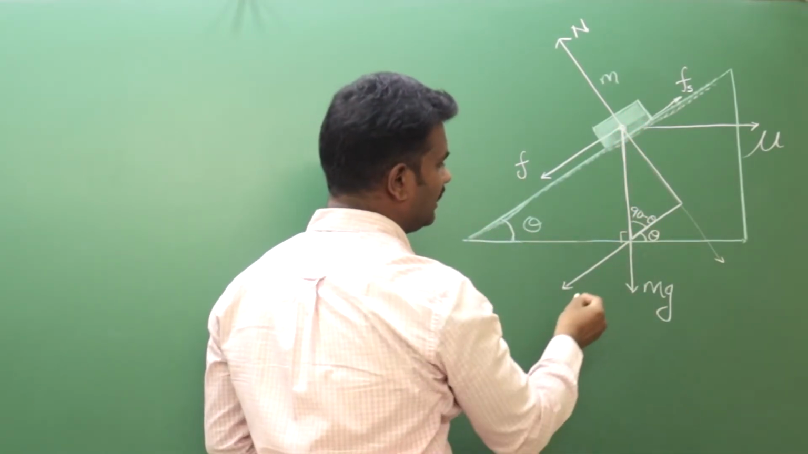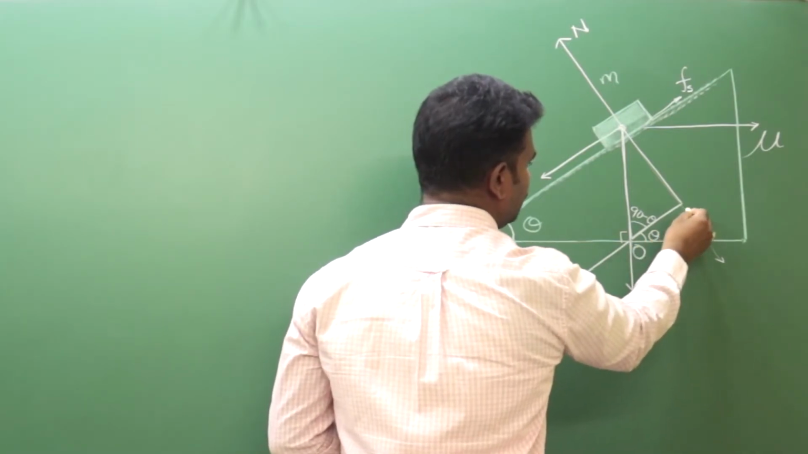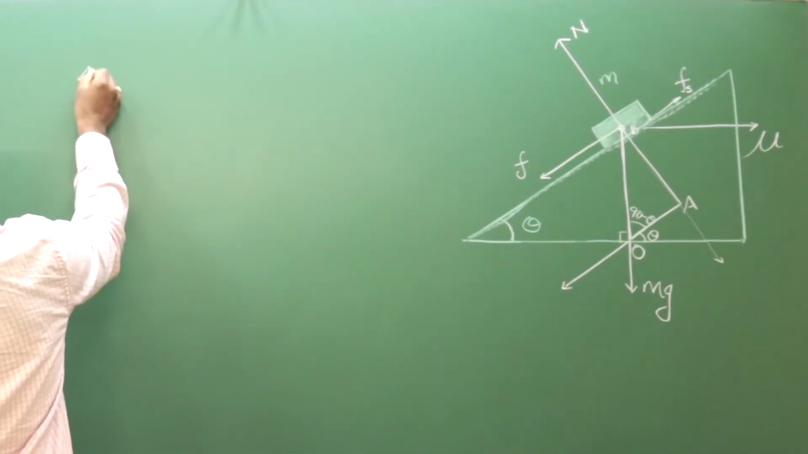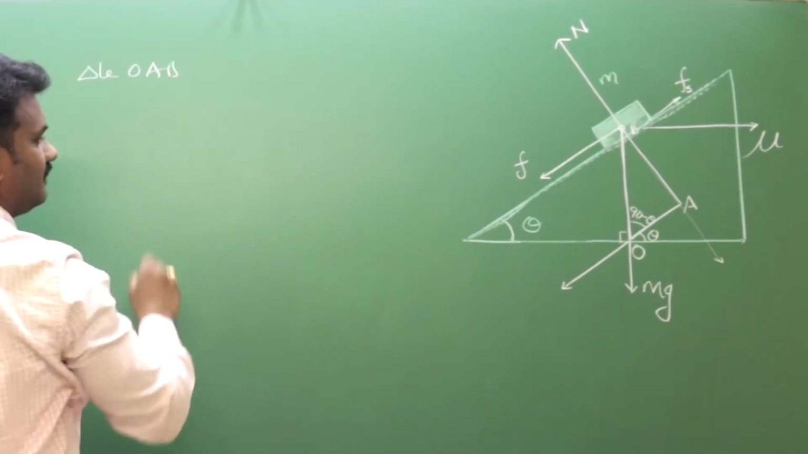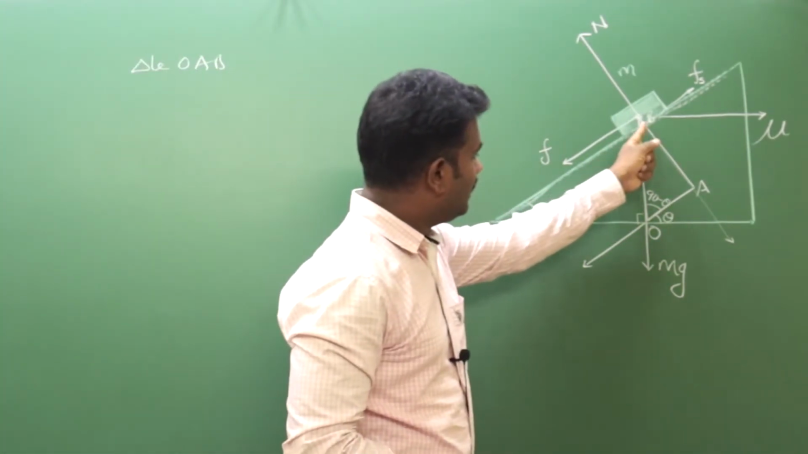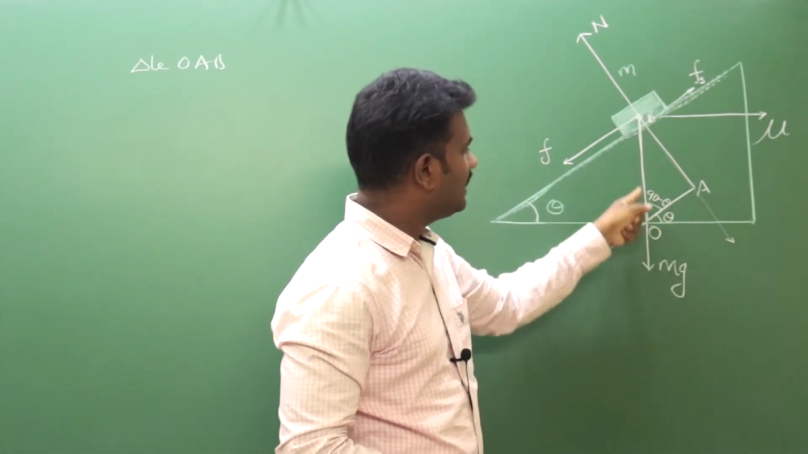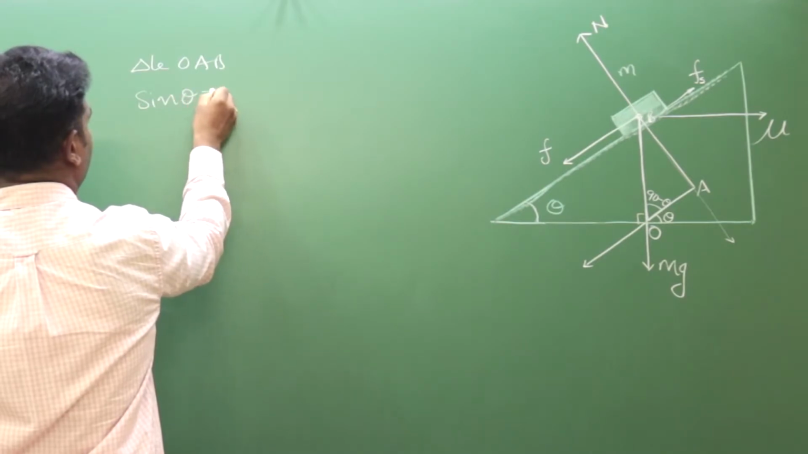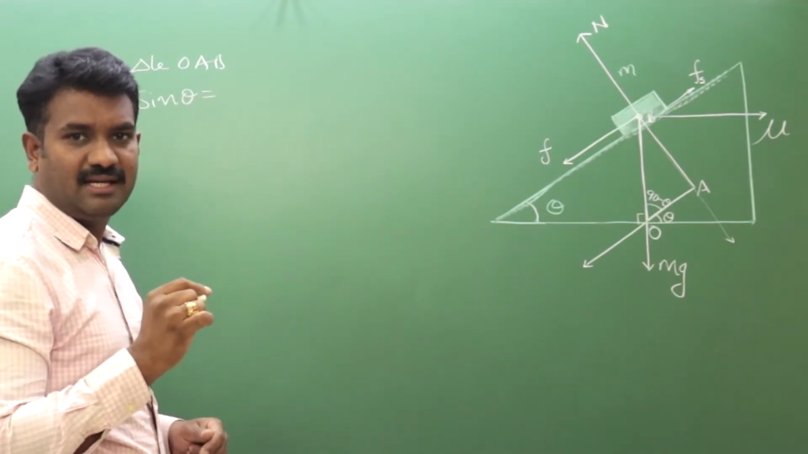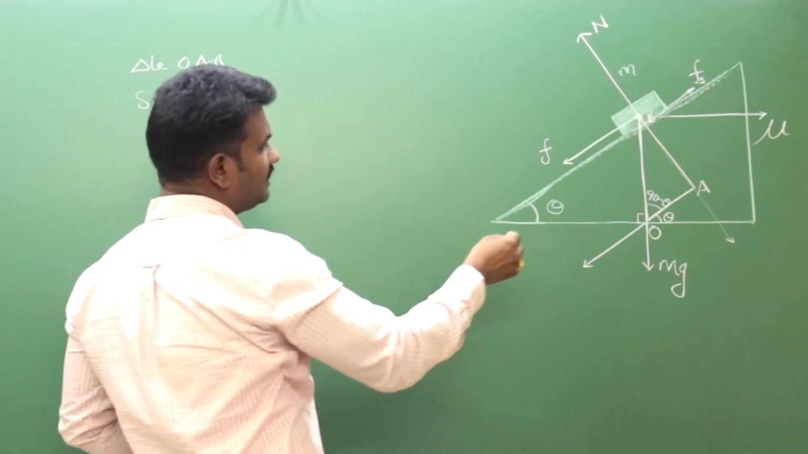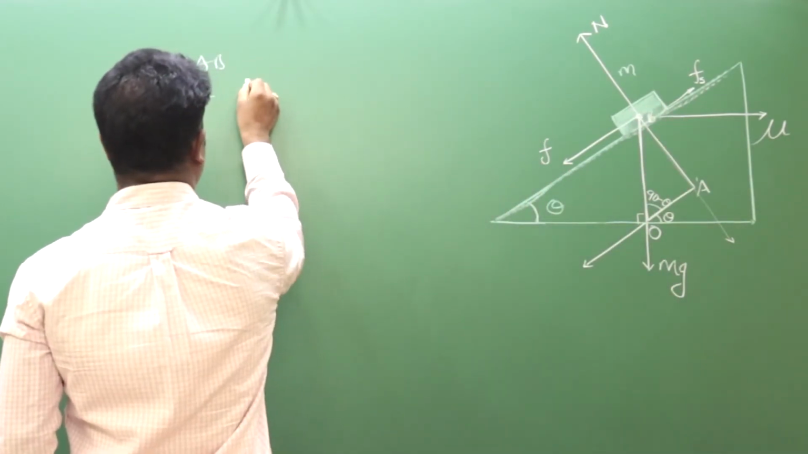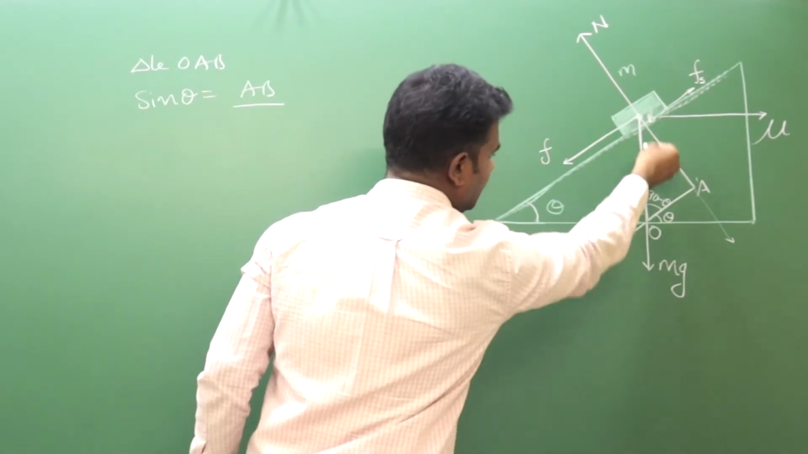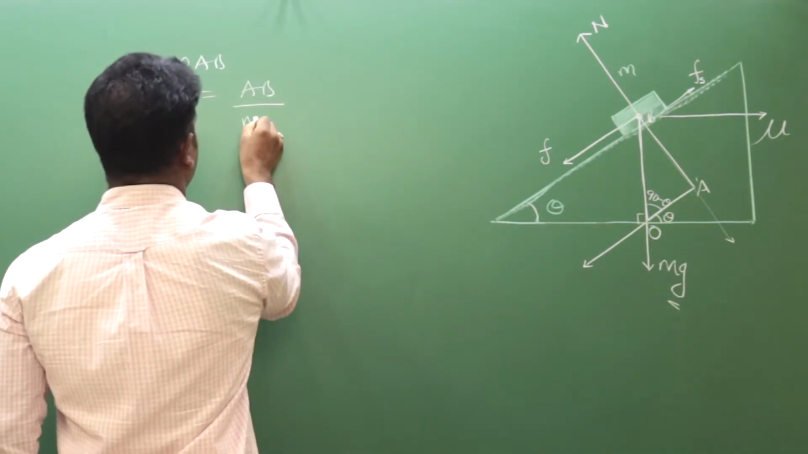For this right angle triangle, I would like to name it OAB. From right angle triangle OAB, this is the opposite side, this is the adjacent side, and this is the hypotenuse. So what is sin theta? Sin theta is equal to opposite side by hypotenuse. So what is the opposite side? AB by hypotenuse. This is our hypotenuse, which is nothing but mg.